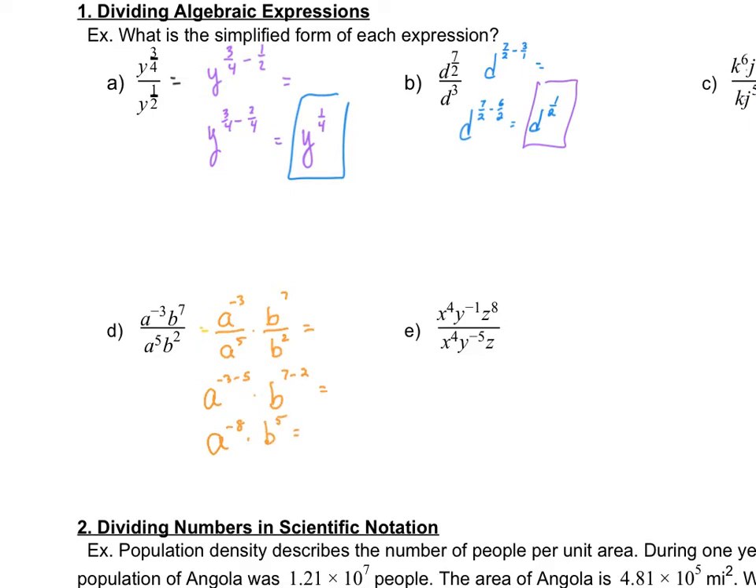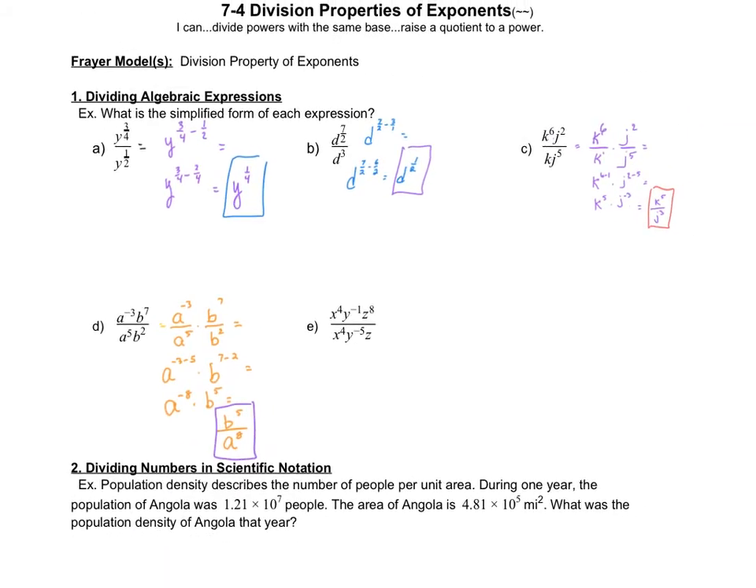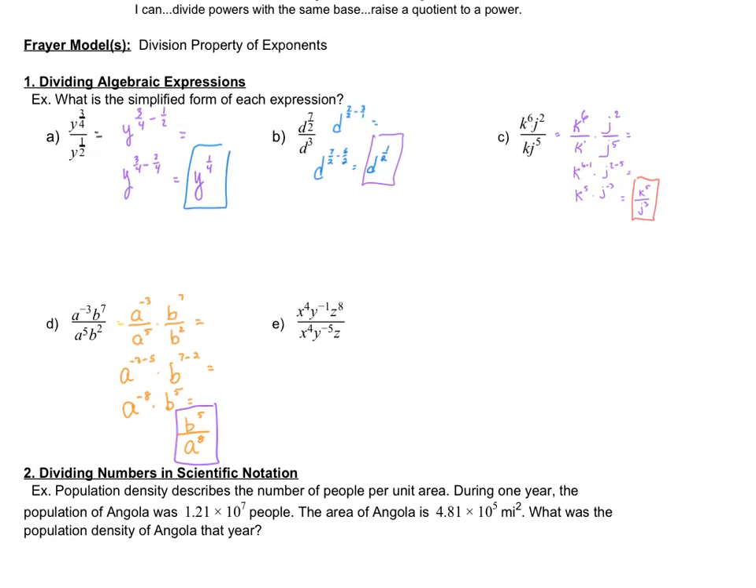When I rewrite that with positive exponents, remember I'm looking for my reciprocal here to give me a positive 8 exponent, and that becomes b to the 5th over a to the 8th. Okay. Simplifying these expressions with like bases.